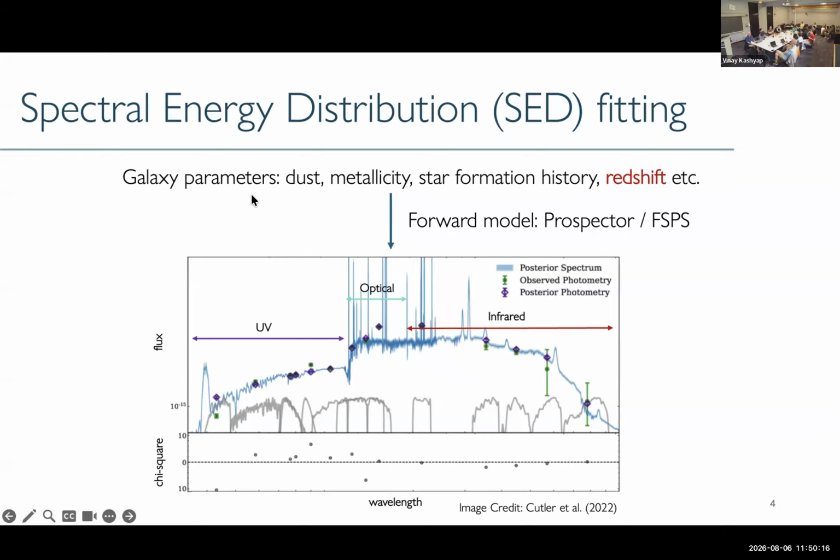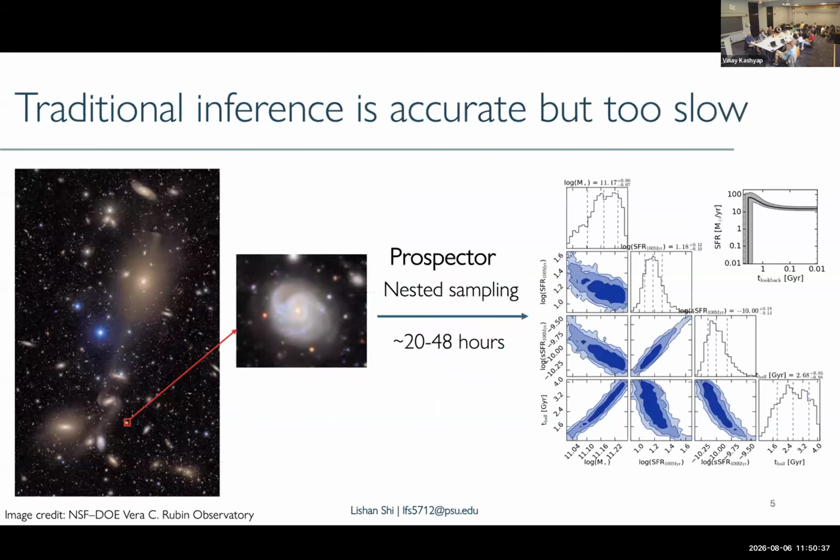Yeah, but the parameters we want to infer are these galaxy property parameters, and on top of these, redshift is the one we're most interested in, and spectroscopic redshifts are very expensive, so we're trying to get good photometric redshift estimates. And you can see that this is an inference problem.